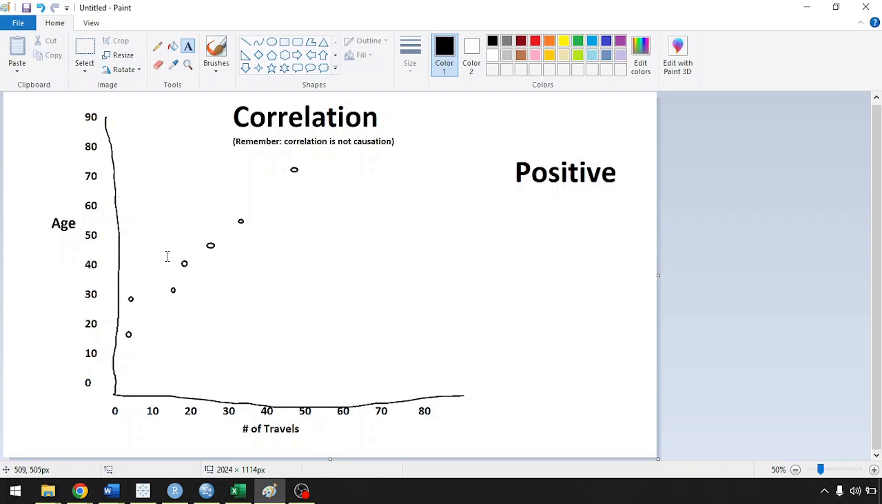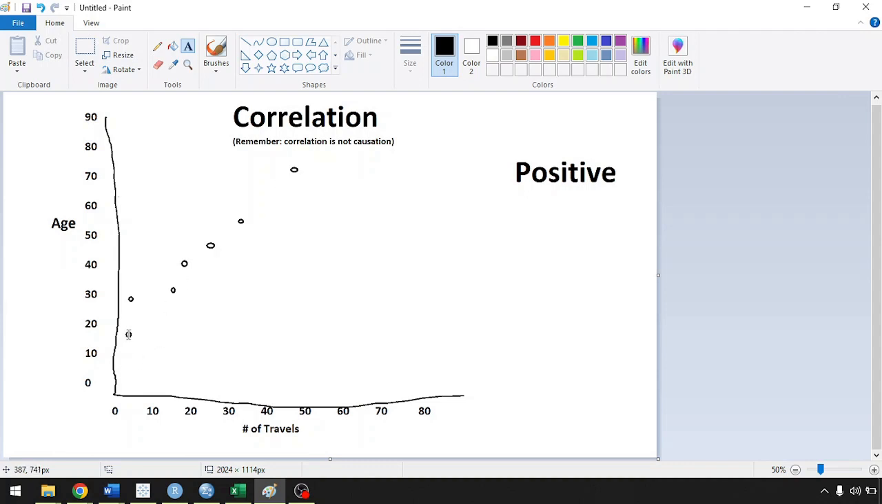So one variable mirrors the other variable. I'm trying to come up with the simplest terms to be able to explain this. When the change in one variable is reflected in a change in the other variable, that's a positive relationship. As we can see in this case, the more people we find with higher ages, the more number of travels our survey shows that they have had.